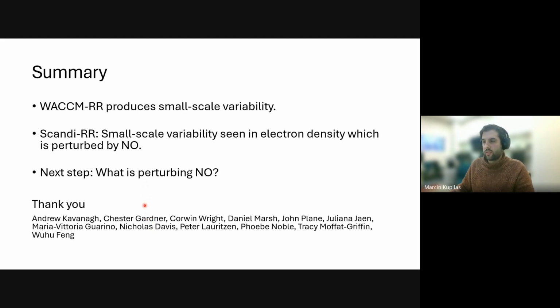ScanDRR, the model over Scandinavia, produces small scale variability, which we notice in electron density, which we have managed to correlate to NO variability. And then the next step that we want to do with this is understand what is controlling the variability of nitric oxide. So I'll stop here and I'll take any questions.